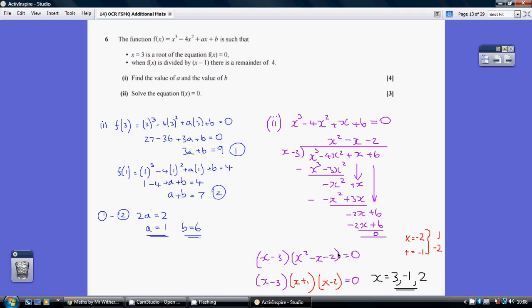So to further break this down, we now factorize this quadratic here. What two magic numbers multiply to make minus 2, but add to make minus 1? That's 1 and minus 2. So we end up with this. So our three final solutions are plus 3, which we knew, minus 1, because that's what makes this bracket nought, and plus 2, because that's what makes that bracket nought.